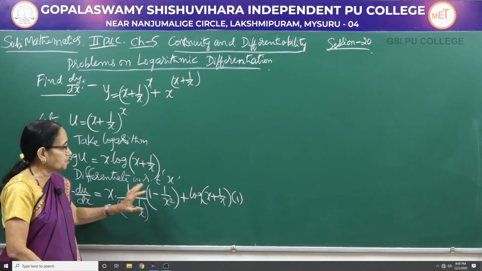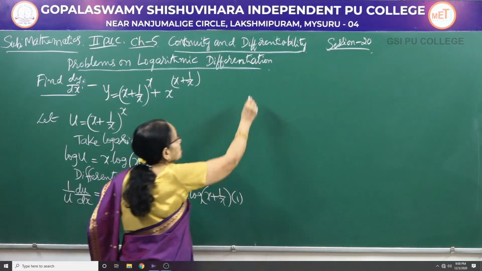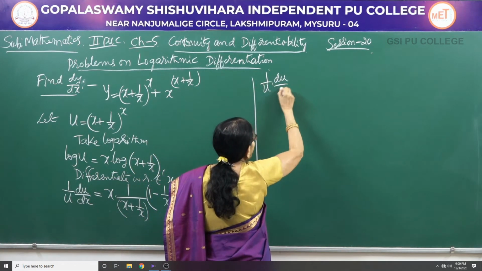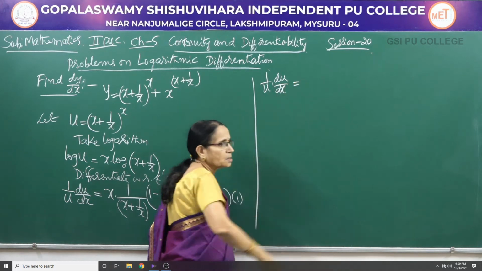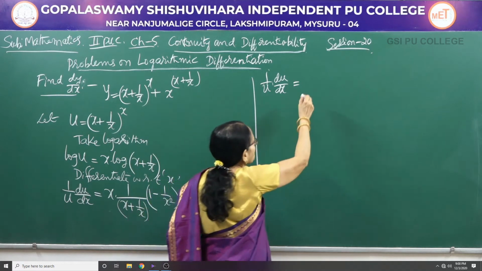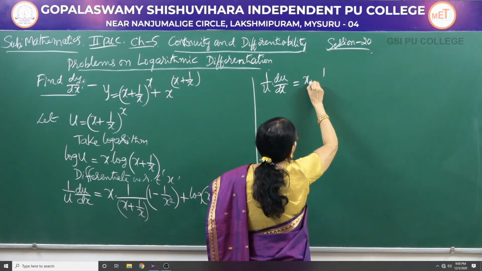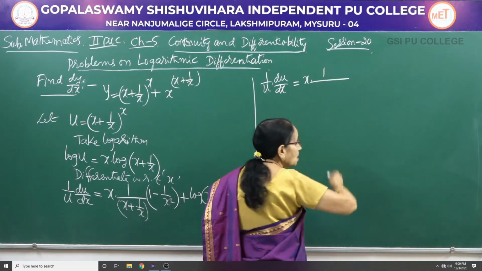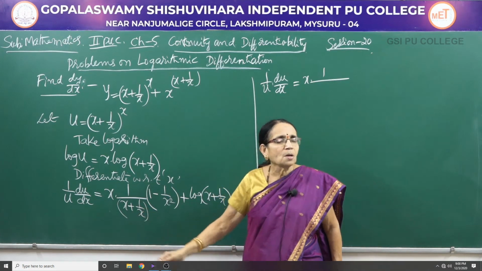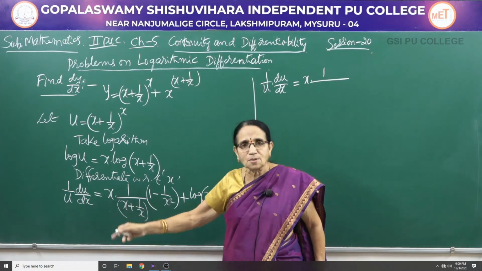So, this is the first step. Now, to get the value, it is 1 by u into du by dx on the left hand side. Here I do some simplification, x into 1 divided by x plus 1 by x I am having, look here, x plus 1 by x. So, you have to take the LCM and simplify.